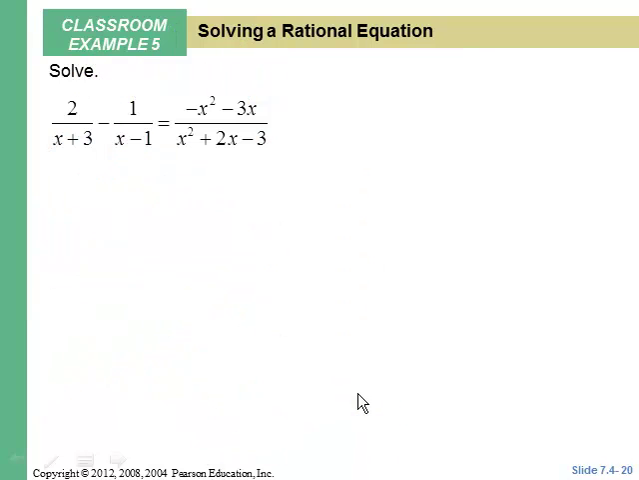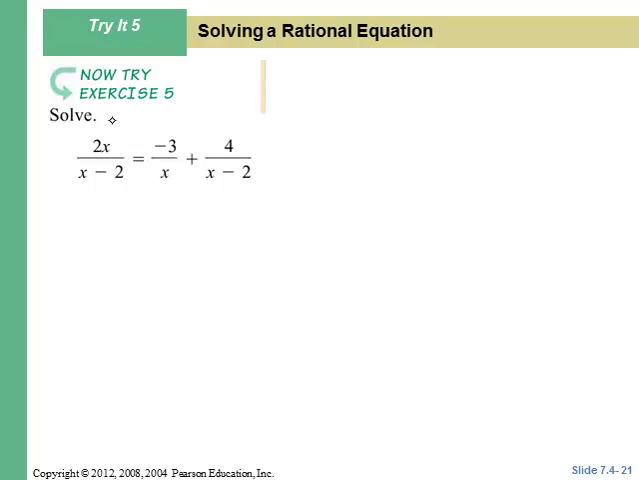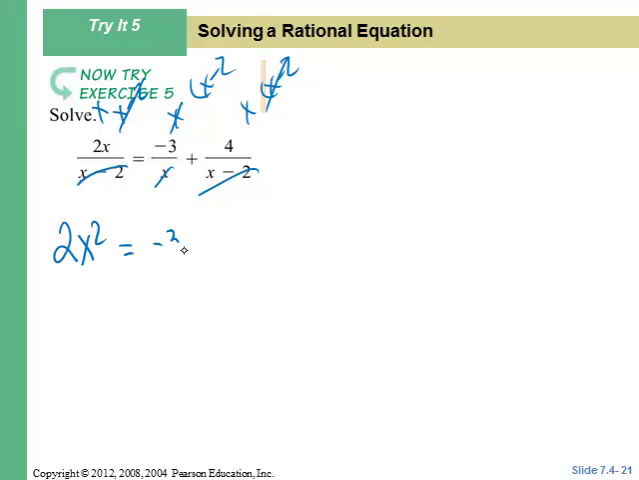Next one. Hold it, that's the exact same problem. Try this one. Multiply by x times x minus 2, x times x minus 2, x times x minus 2. Okay, the x minus 2's cancel. The x's cancel. The x minus 2's cancel. So we're left with 2x squared equals negative 3 times x minus 2 plus 4x.